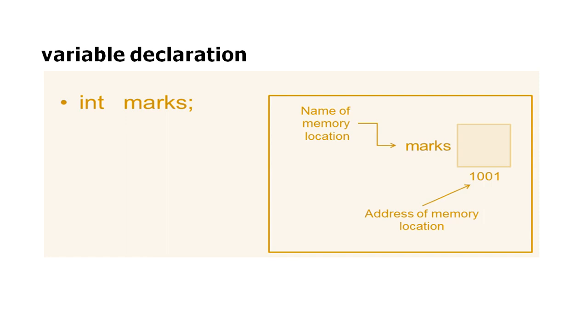the variables are created in the physical memory RAM. Each and every variable has a unique address, for example 1001, 1002, or it is in a different format.